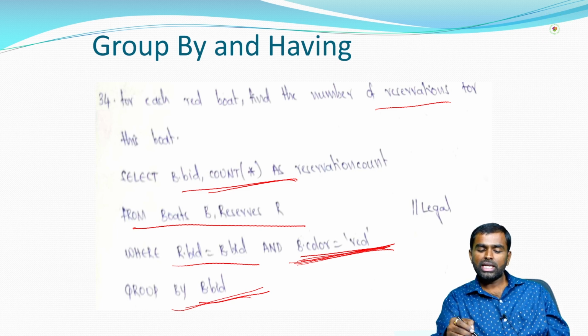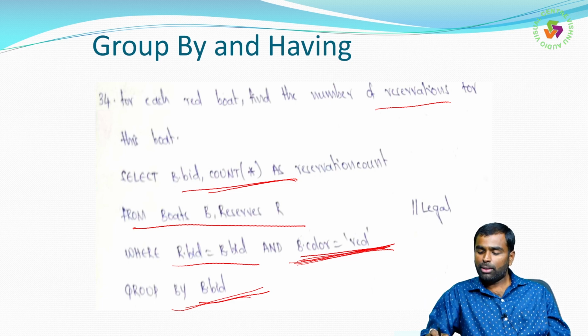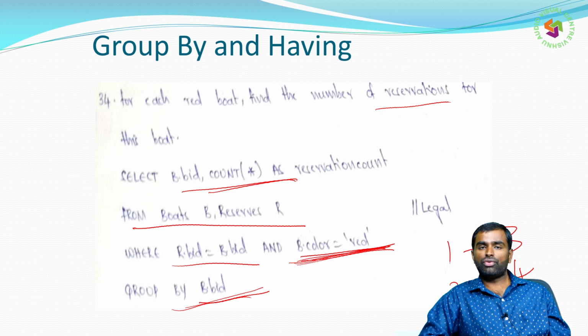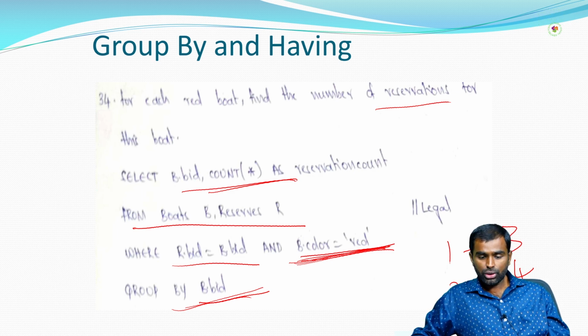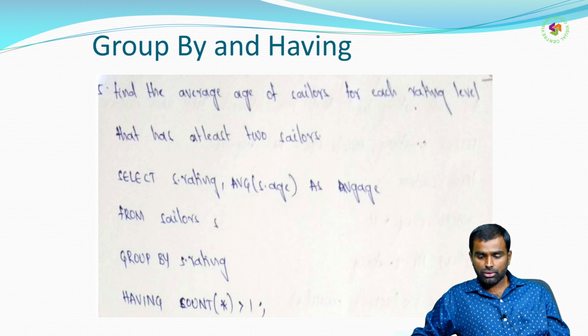So for each red boat, if there are 3 red boats, what is the number of reservations? For red boat 1, the number of reservations is 3. For red boat 2, it is 4. For red boat 3, it is 5, like that. So for each red boat, how many reservations? That is a simple query to understand again.